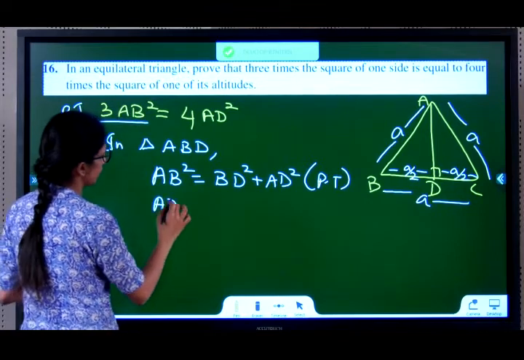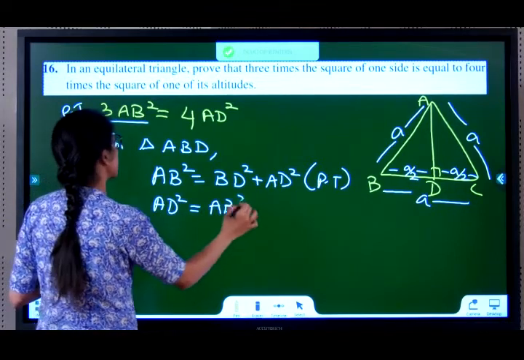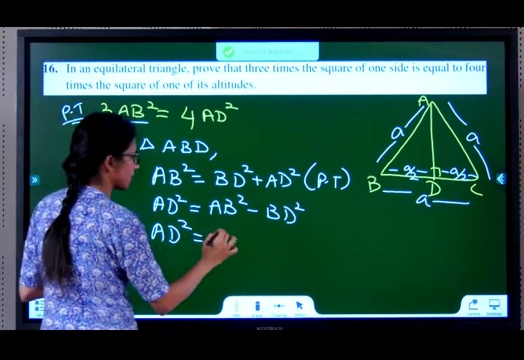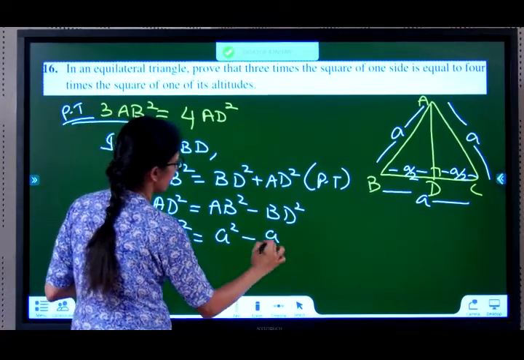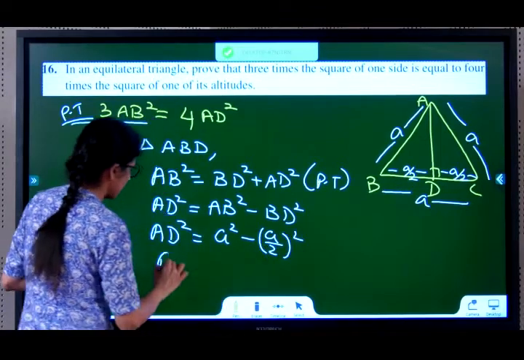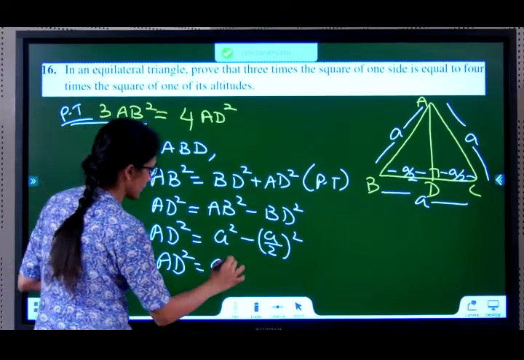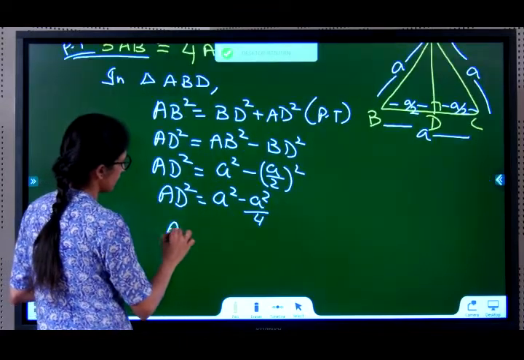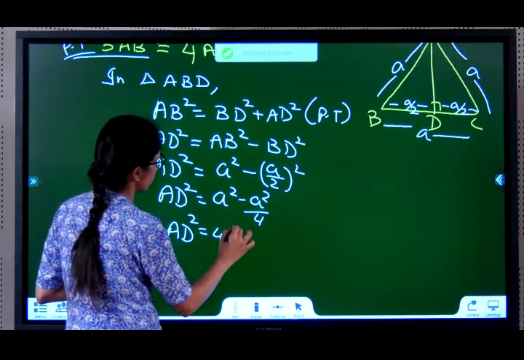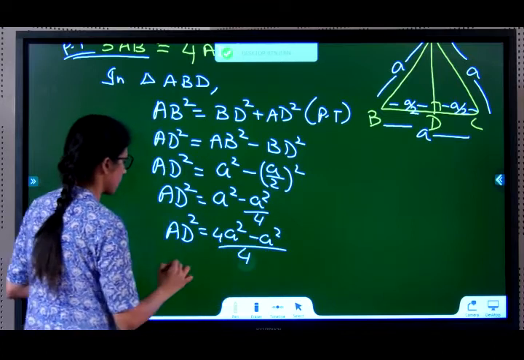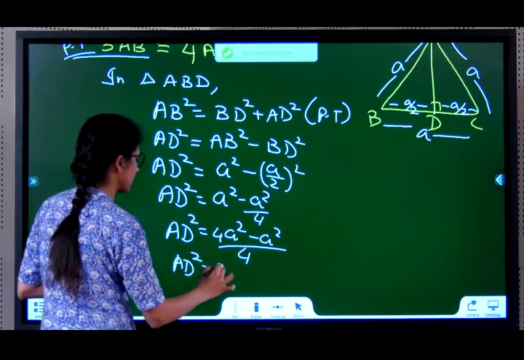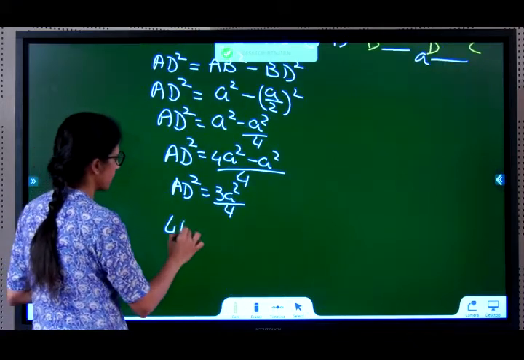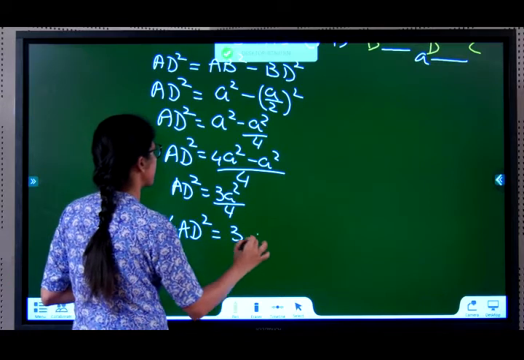AD square, keep it as it is. AB square minus BD square. AD square is equal to, AB square is nothing but A square, BD is nothing but A by 2 the whole square. AD square is equal to A square minus A square by 4. Take LCM and solve. AD square is equal to 4A square minus A square by 4. AD square is equal to 3A square by 4. Send the 4 this side. 4 times AD square is equal to 3 times A square.